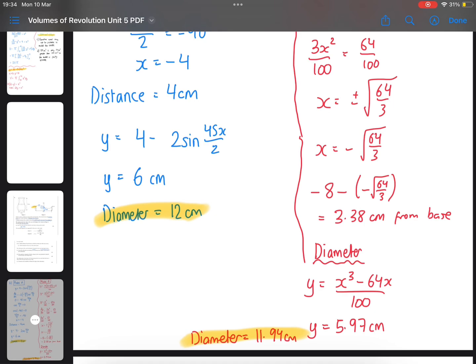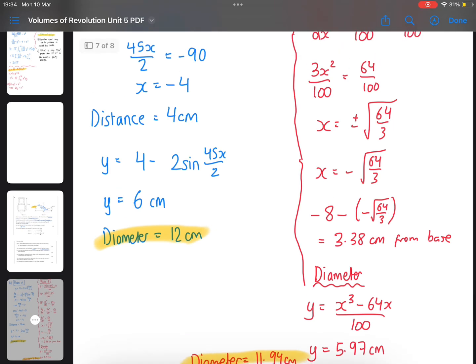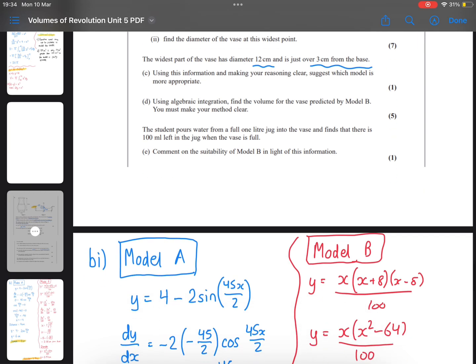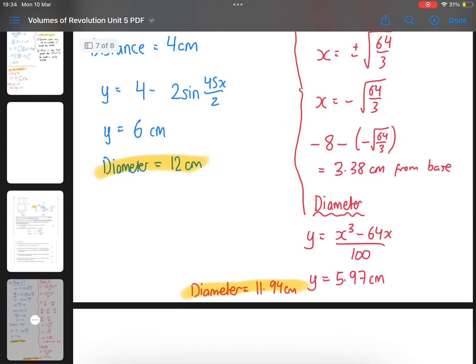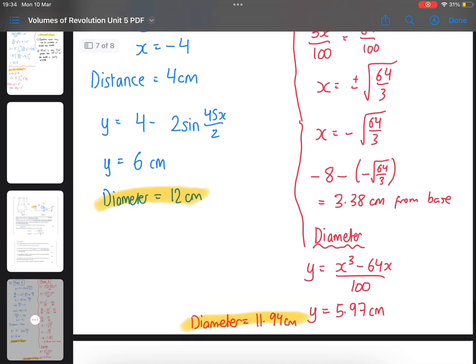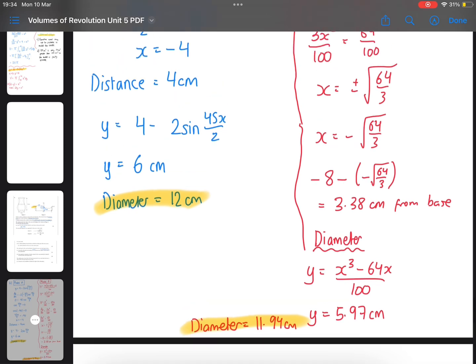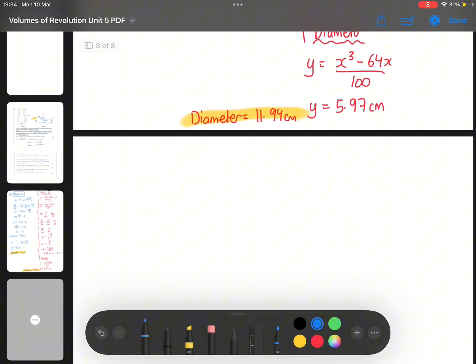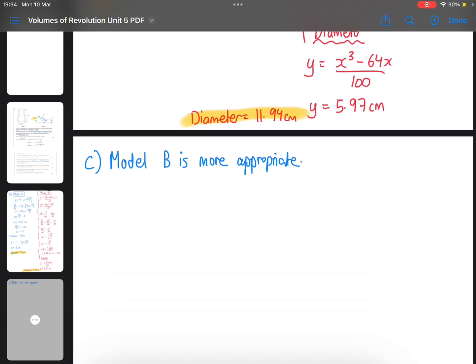So both of them are really close to 12 centimeters, but on one of them we have 3.38 centimeters from the base as the widest point, and on the other we have 4 centimeters from the base of the widest point. So based on those two things, it looks like model B is more appropriate, and you would need to say what I just said as well as your reason, but I've just said it, so I won't write it again.